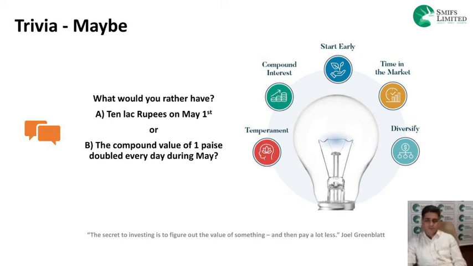So now coming back to this, the secret to investing is to figure out the value of something and then pay a lot less. So I think the most important thing is whether you can figure out the value of something. We all find it difficult to figure out the value of things. So once you follow these processes and try to understand the company and industry, you will be able to find the value of something, and then you will be able to understand whether it is at a discount or a premium, and then you will be able to pay a lot less for that.